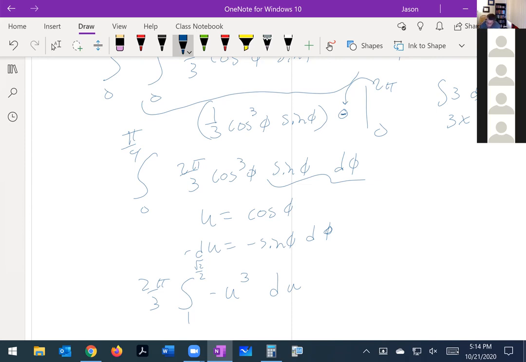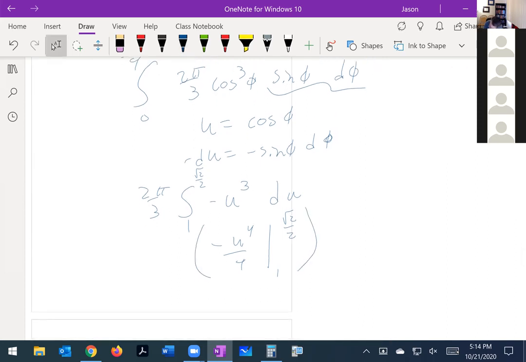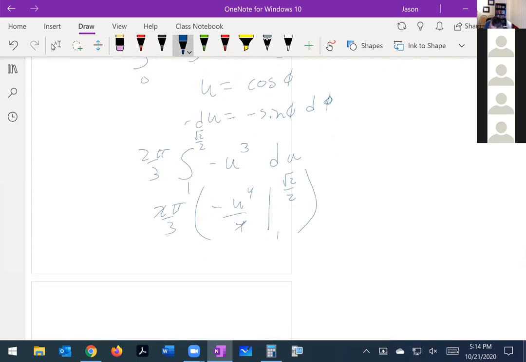Okay. So now what is this going to become? Well, this is going to become negative u to the 4th over 4 from 1 to radical 2 over 2. Okay, that's kind of cool. Okay, and so I can pull the 4 out if I really wanted to. 2 pi over 3. I could cancel this 2 with this 4. That would be a 2. So this is really pi over 6 of negative u to the 4th power from 1 to radical 2 over 2.